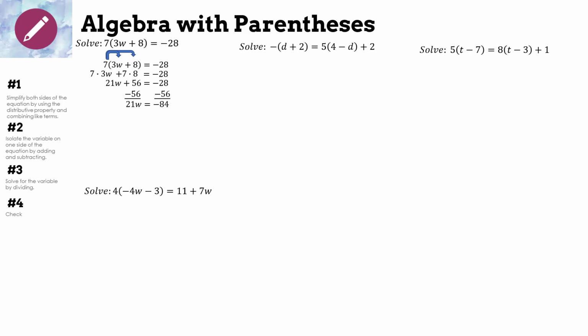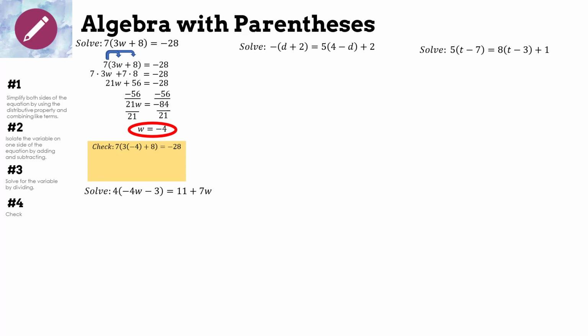But I don't want to know what 21w is. I want to know what w is. Anytime I have a number next to a variable or a letter, that means to multiply. The opposite of multiplying is dividing. So I'm going to divide by 21 on both sides of the equal sign. This gives us w equals negative 4. But let's check just to make sure we're right.